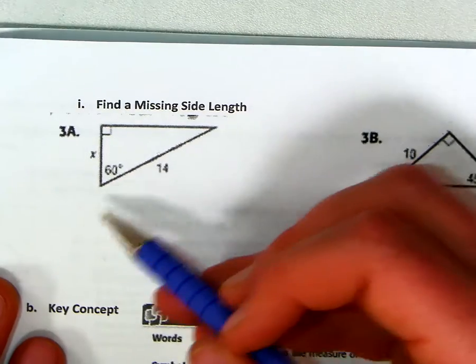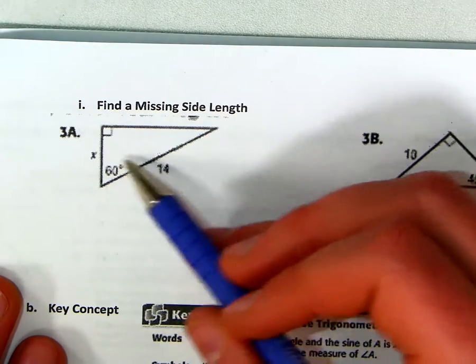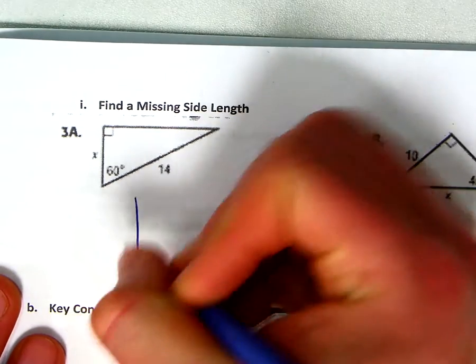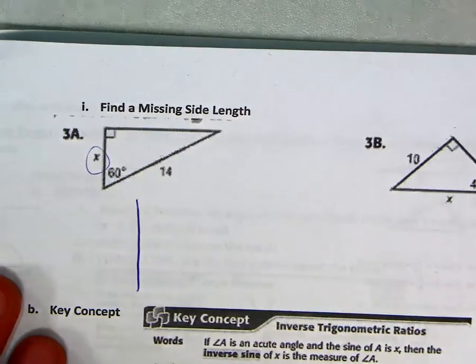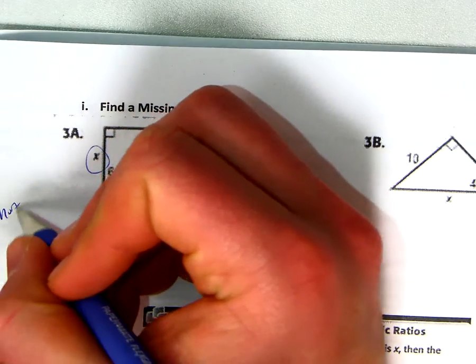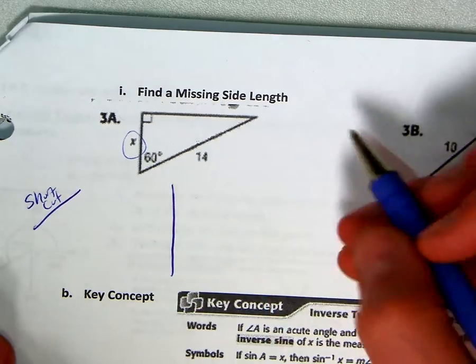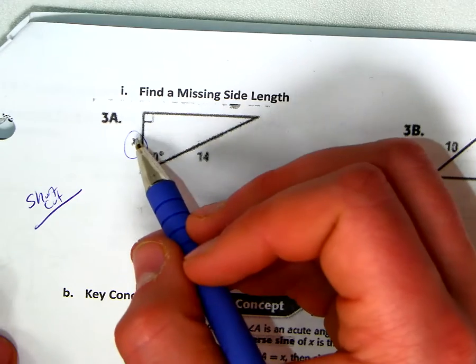Now, if you notice right off the bat, we have a 30-60-90 triangle. Right, the 60 gives that away. So I'm going to show you two ways that you can find that side right there. The first one is kind of the shortcut way. This can only be used for 30-60-90s, but you want to find the short leg.